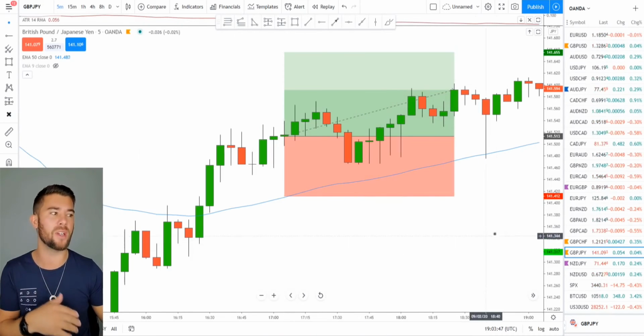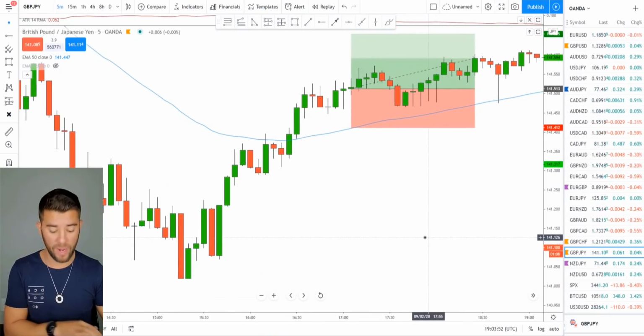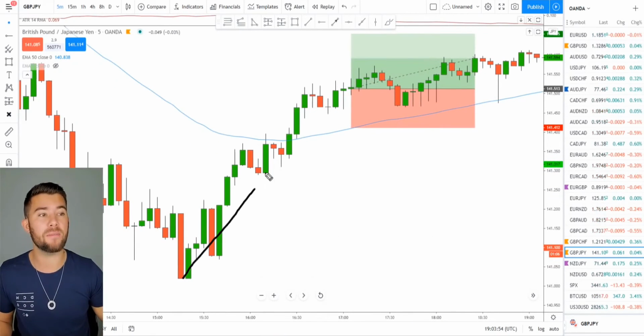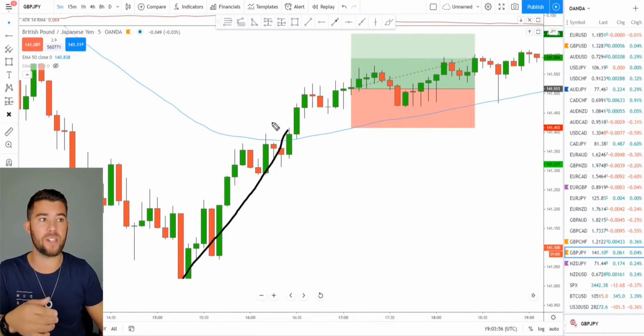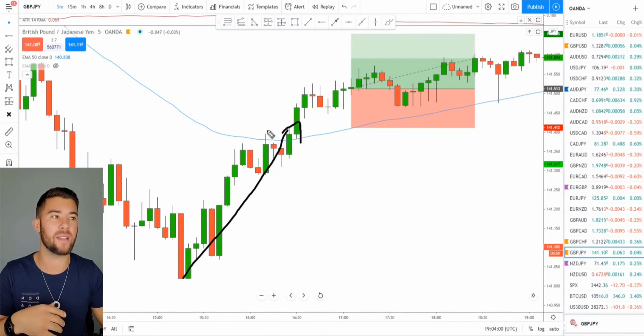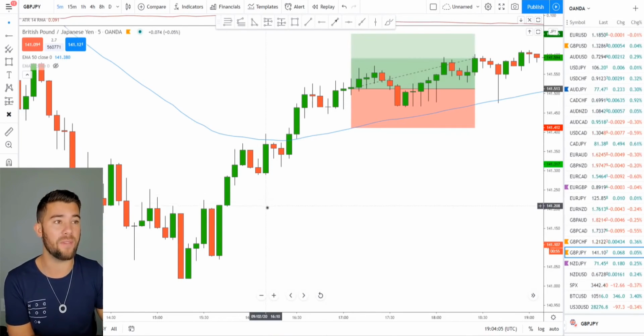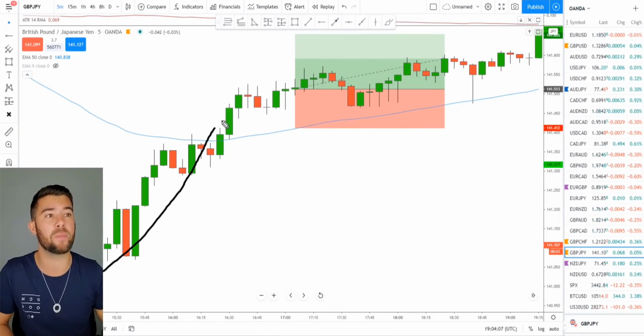But the simplistic version, now that you know the entries, goes something like this. We're waiting on the break of the 50 EMA. It's going to be a reversal strategy. You want to see the break of that EMA, whether it be to the upside or to the downside. In the case of our pound yen trade, it's to the upside. Once we get a break of that 50 EMA, we want to see the first pullback.